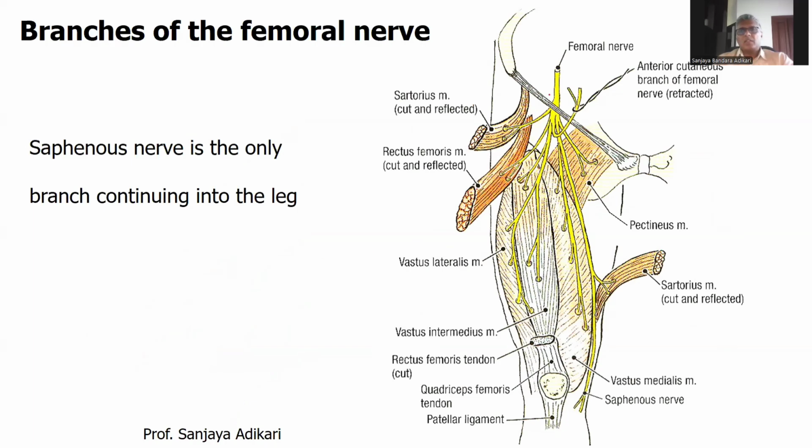I mentioned this, it's a large nerve, but all the branches are for the thigh, except for the saphenous nerve.